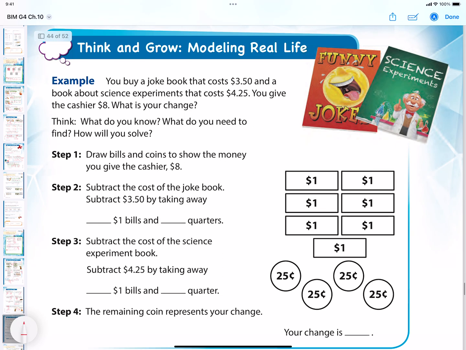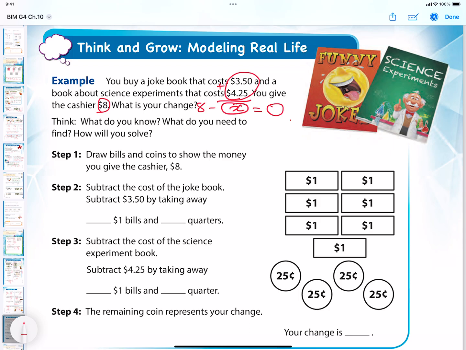Example: you buy a joke book that costs $3.50 and a book about science experiments that costs $4.25. You give the cashier $8. What is your change? Okay, so you buy them together, and then you gave the cashier this $8. What is your change? You have to subtract. After you add this together, you got this x, let's say, right? And then 8 minus x is what? That's all about this question.